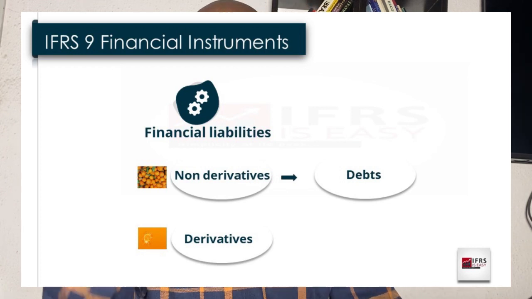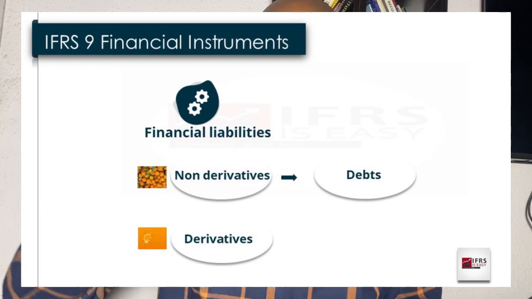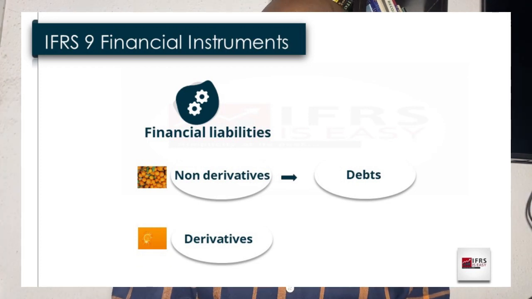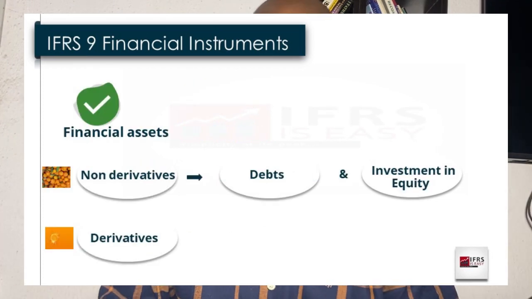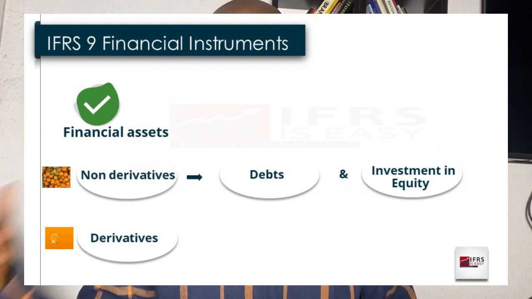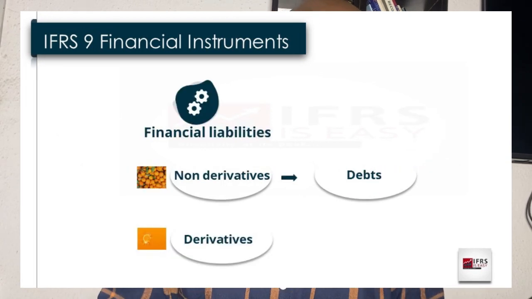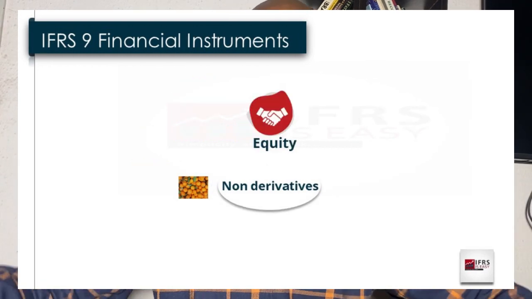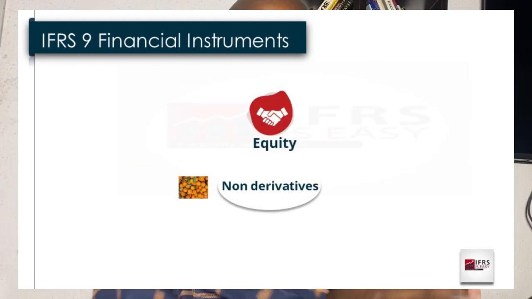So it is important to be able to identify the differences between this. That when you are expecting to receive cash, then you have a financial asset. But when you are expecting to deliver cash, then you have a financial liability. So for financial liability, the normal financial liability that we all know, they are non-derivatives and they are debt instruments. Just the way we have for financial asset. Only that for financial asset, we have debt instruments, and we also have investment in equity. But for financial liabilities, it is just debt instruments, and they can also be derivatives. And as we mentioned, equity is always non-derivative.